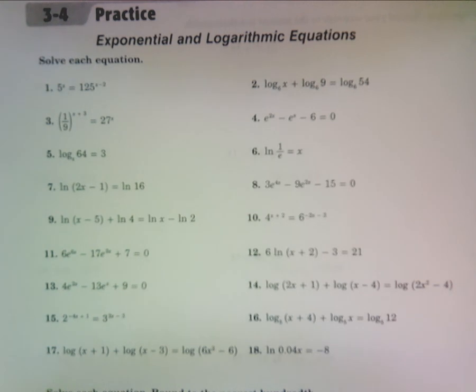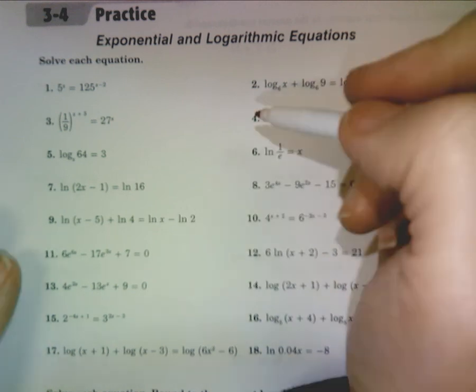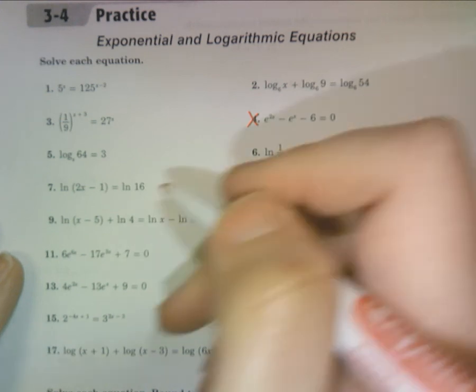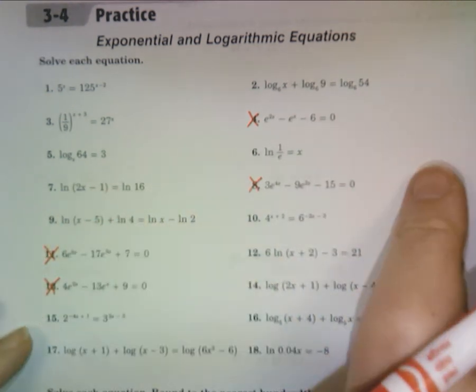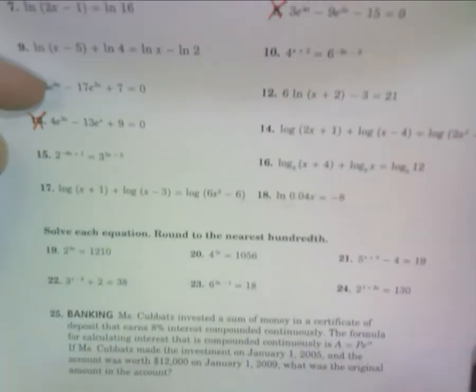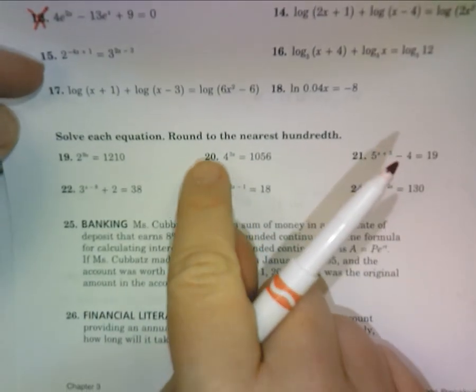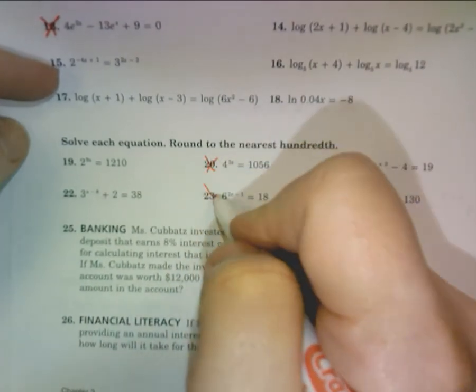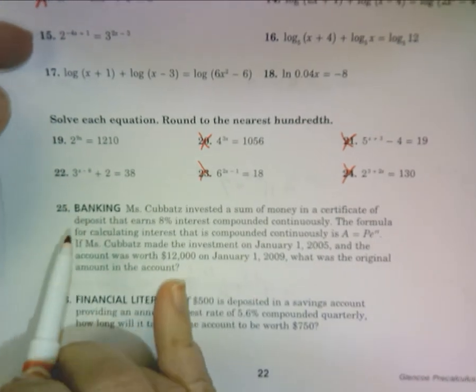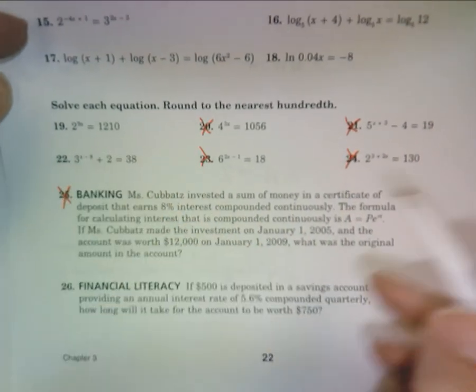Okay, now take out the back of the 3.4 worksheet. It looks like this. Okay? It's on the back side. If you don't have it, it was part of your homework quiz, so you should have it. You are going to cross off number 4, number 8, 11, and 13. You do not have to do 20, 21, 23, or 24. And then you don't have to do 25, but you do need to do 26.